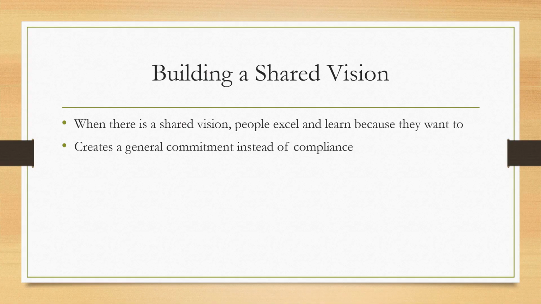The next discipline is a shared vision. When there is a shared vision, people excel and learn because they want to, and this creates general commitment instead of compliance. The most successful visions build on the individual visions of the employees at all levels of the organization.